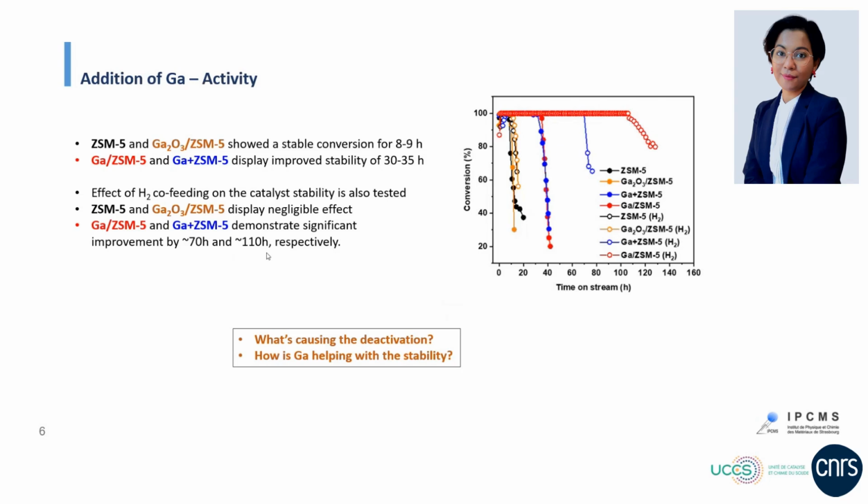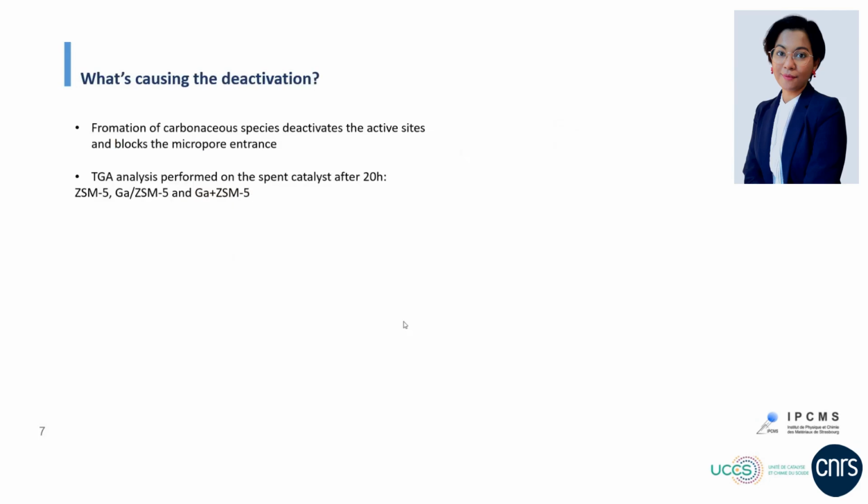So what's causing the deactivation? For the gallium samples, we see that there is a clear improvement in the stability. So how is gallium helping with the stability? In order to answer that question, first, what's causing the deactivation? We sort of know already. That's basically the formation of carbonaceous species, which deactivates the active site and can block the micropore entrance.